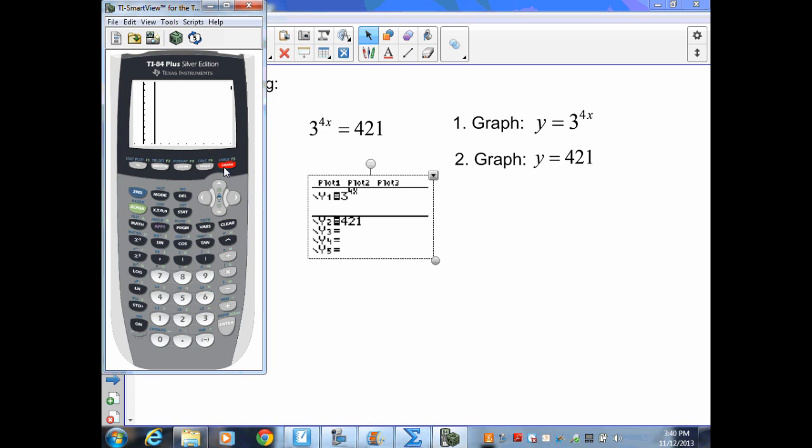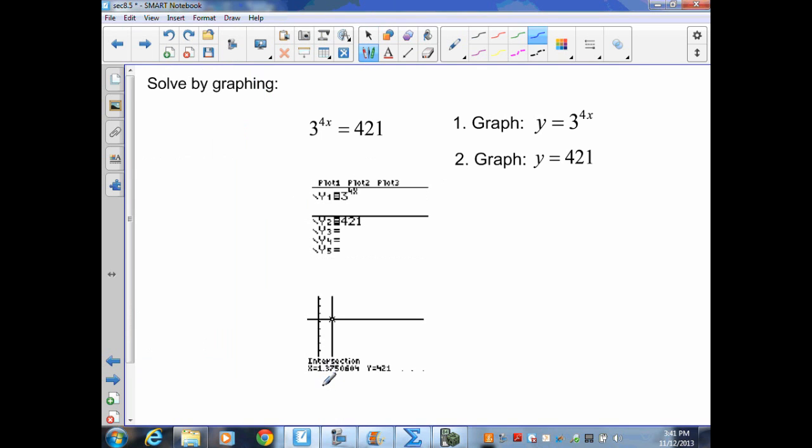I should see my exponential function and my horizontal line. What I want to do is to find my intersection point. So I'm going to hit second, calculate, and number 5, which is my intersection point. So it asks me, the first curve is y equals 3 to the 4x, enter. My second curve is y equals 421, enter. And it should give me an approximation for x to be 1.3751.